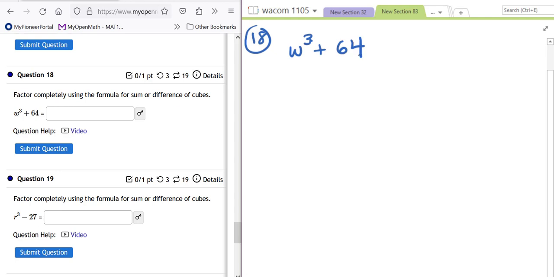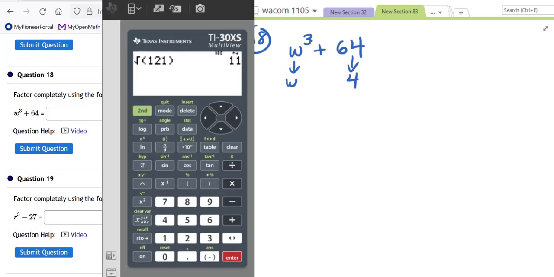And you have to be able to get a cube root. So you're going to have to test these each time. If so, then it'll be a set pattern. W cubed is W. 64, your cube root is a 4. Let's remember how to do that on the calculator.